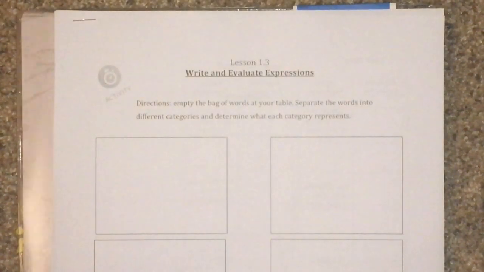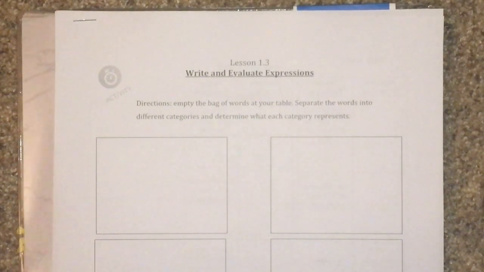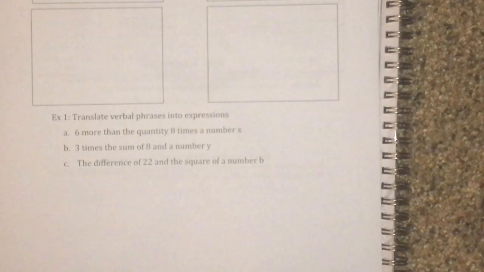Okay, we are on to lesson 1.3. So the first part of lesson 1.3 is writing and evaluating expressions. In class, you are going to get a bunch of different words, and we are going to be separating those words into different sections. We will do one example down here of translating verbal phrases into expressions, but we will do more of this in class.